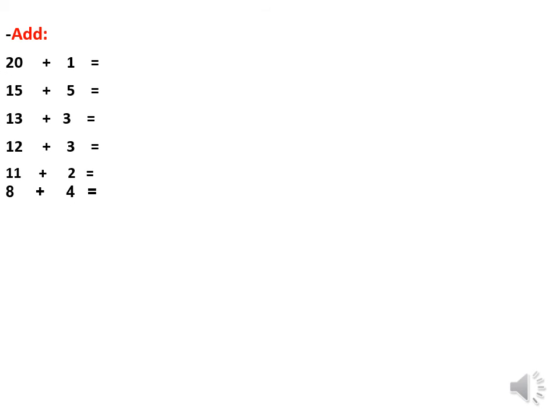Those are big numbers. Be careful. The first one we add 20 plus 1. After 20 we have 21. So 20 plus 1 equal 21. After that we have 15 plus 5. 15 in my mind and we add 5. After 15 we have 16, 17, 18, 19, 20. So 15 plus 5 equal how many? 20. Excellent.